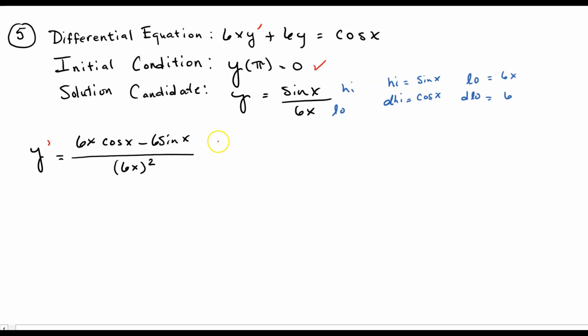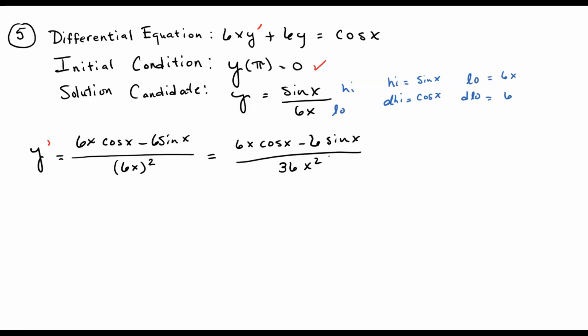I'm going to leave it like that for right now. There's really not much more to clean up here. So now let's simplify. 6x cosine x minus 6 sine x over 36x squared. You could factor out the 6 here. You could reduce it by a factor of 6, but I think it's okay at this point. Actually, no, let's go ahead and do it. I'm just looking ahead here.